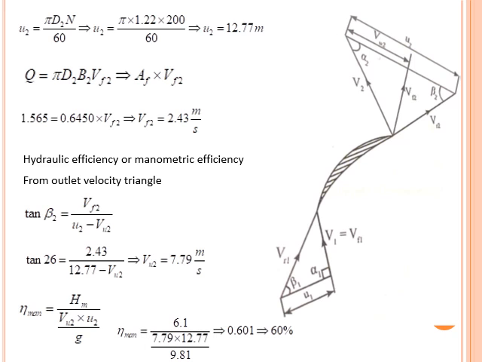So now manometric efficiency is equal to manometric head by Vu2 into U2 by g. Substitute the values over here. The manometric head is given 6.1 and Vu2 value is 7.79, U2 is equal to 12.77 and g value is equal to 9.81. So now manometric efficiency is equal to 0.601 or 60%.